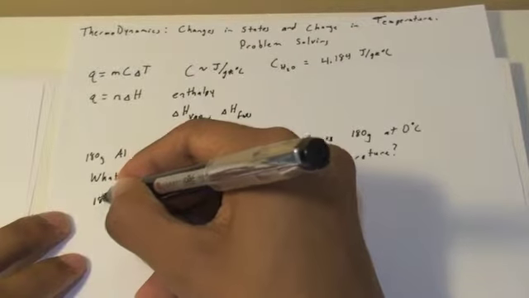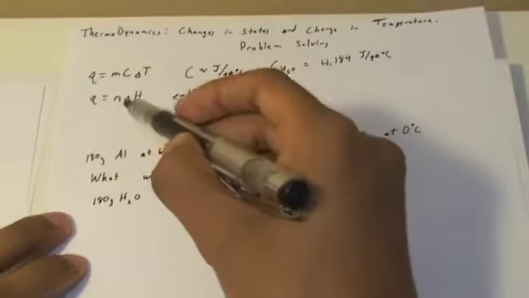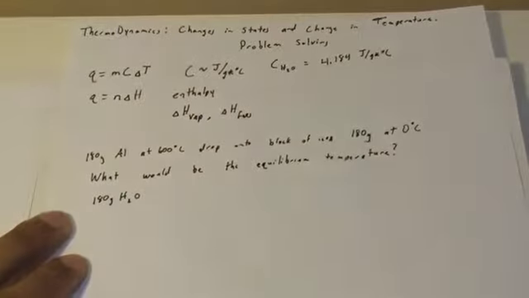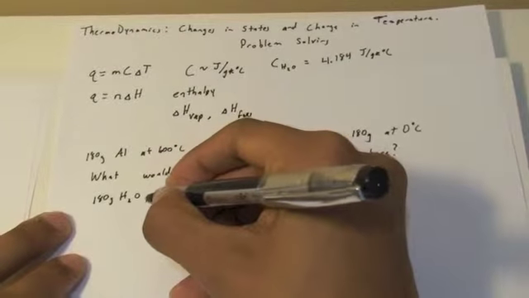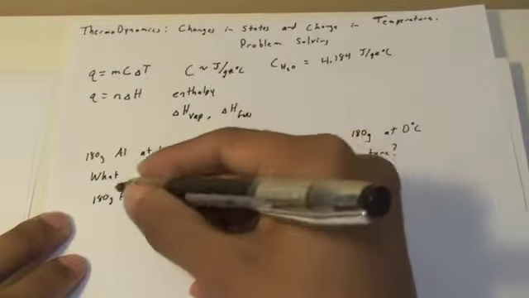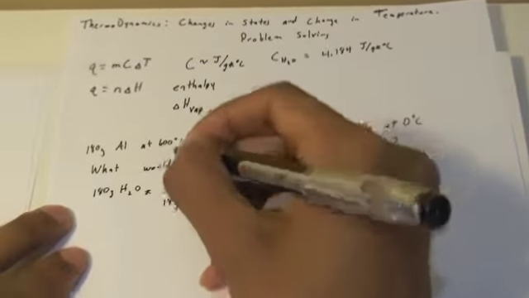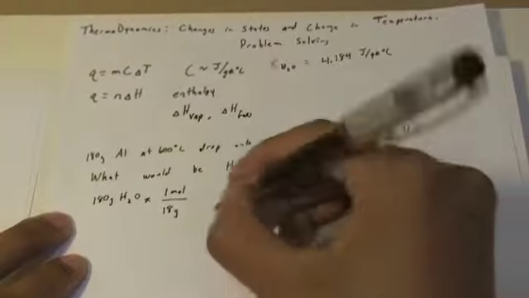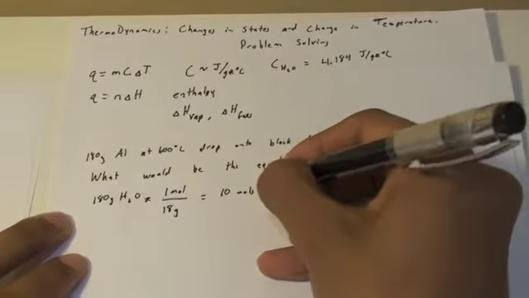So 180 grams of H2O, we need to convert that into moles because over here our equation has moles in it. So to do that, we're going to divide by the molar mass, and so every 1 mole of water has 18 grams. And so, quite convenient, 10 moles of H2O.